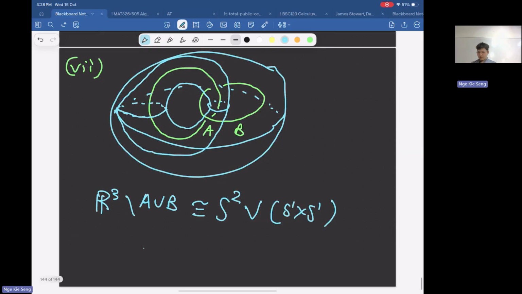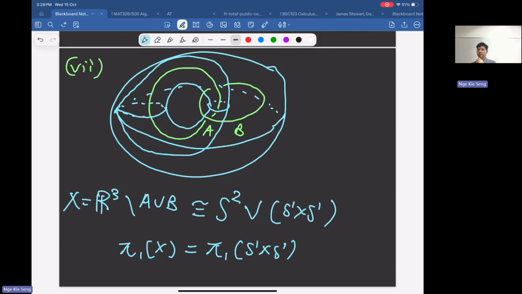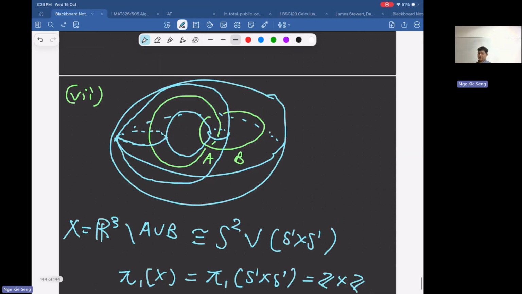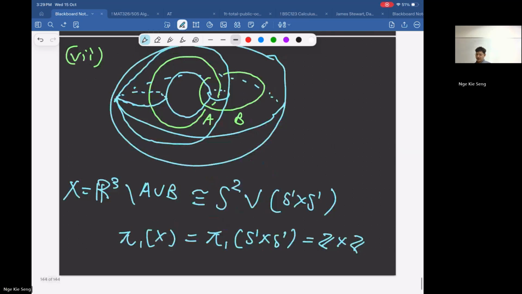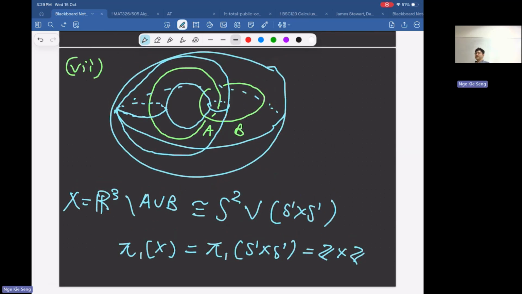What's this pi 1 here? Let's call this X again. Pi 1 of X is equal to pi 1 of X1 cross X1, because X2 is 0. So this one is a set cross set. So you see, we can recognize unknot, unlink, and link using pi 1. They have different fundamental groups.